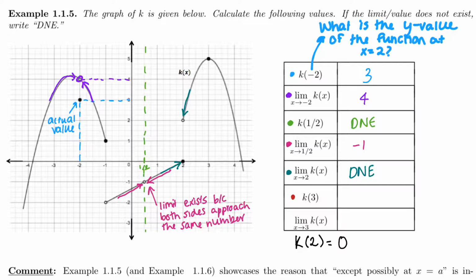All right, so looking at k of 3. k of 3 is the value of the function at 3. So here's 3 right here, and there is a filled-in circle right here. So that's the actual value at x equals 3. The actual y value right over here at x equals 3 is 5.